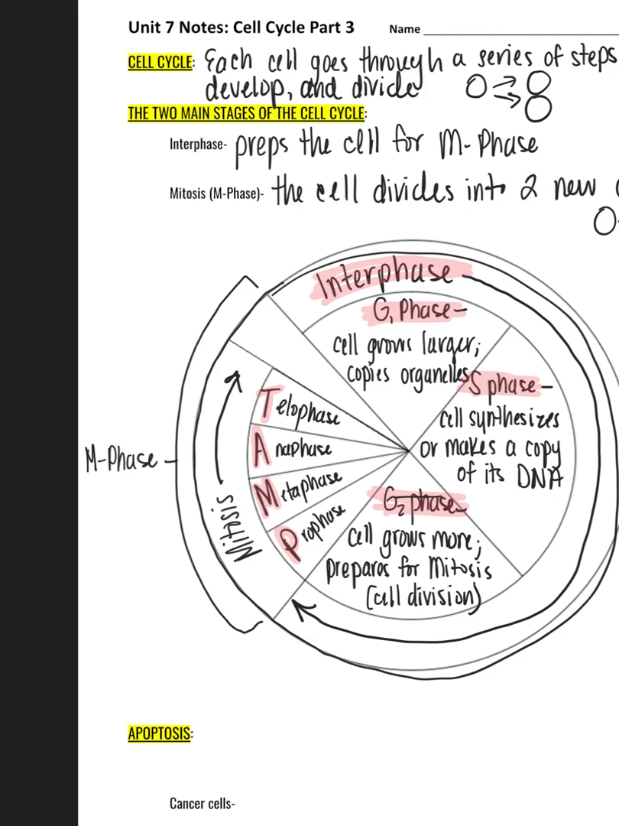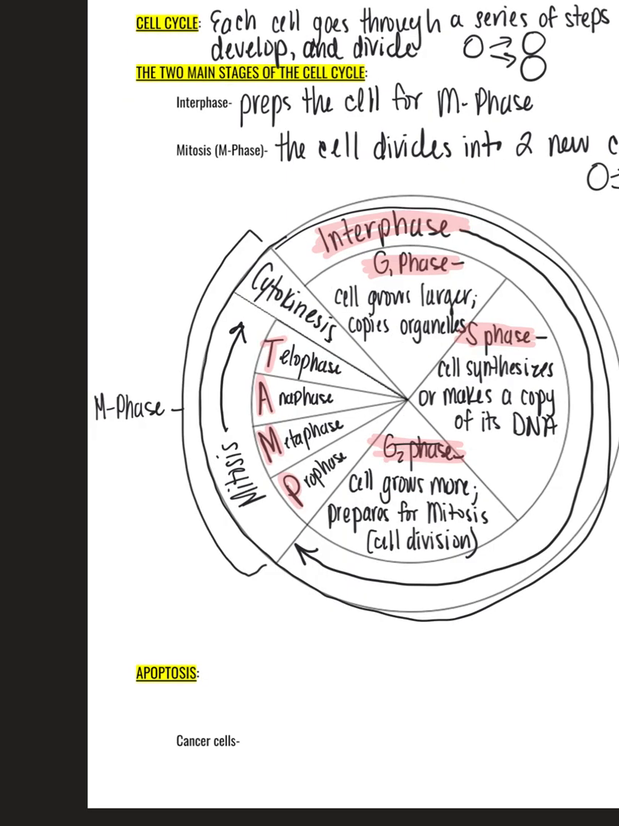And then the last step of M phase is going to be called cytokinesis. So cytokinesis, you can see, is not actually a part of mitosis, but that is going to be when the cell actually fully splits into 2 cells. It's just that kind of final step of the M phase.